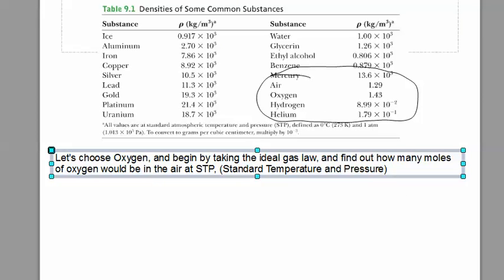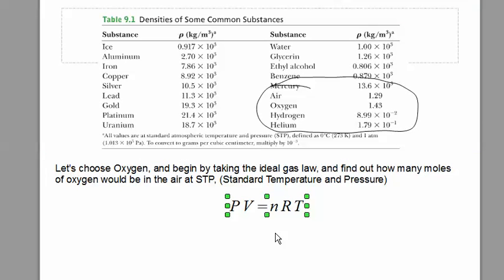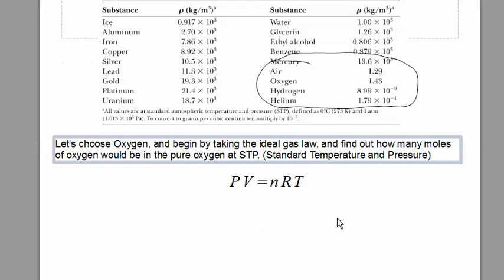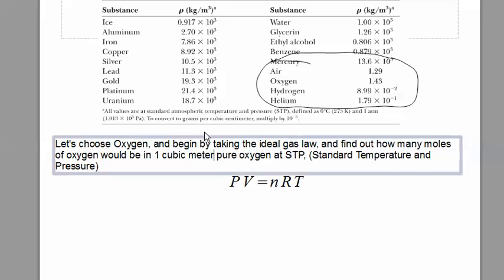Let's choose oxygen and begin by taking the ideal gas law and find out how many moles of oxygen would be in pure oxygen at standard temperature and pressure. PV equals nRT, and I want 1 cubic meter of pure oxygen at standard temperature and pressure because it's given in kilograms per meter cubed.